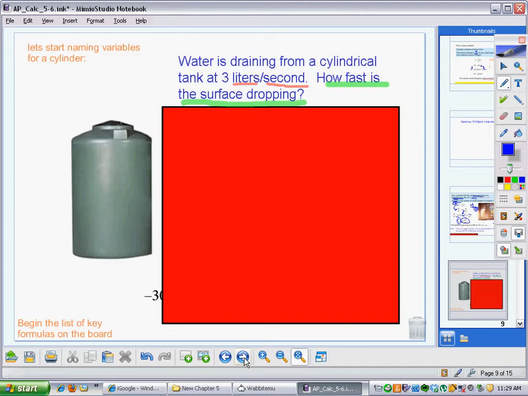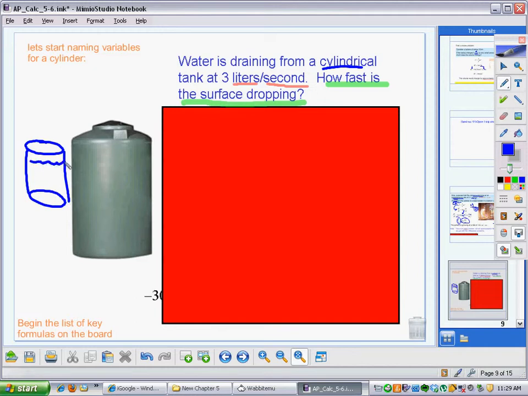They often don't have a picture. So I read the problem, I say, ooh, cylinder. So I draw myself a cylinder. Okay, so just kind of visualize what's happening. Draw a diagram with labels from the given problem. I don't know if I have any labels yet, so hold on. Goal, find what? What are we trying to find? The green underline, how fast the surface of the water is dropping.